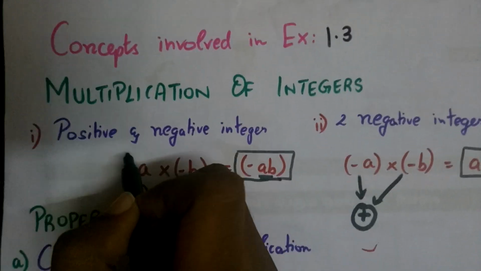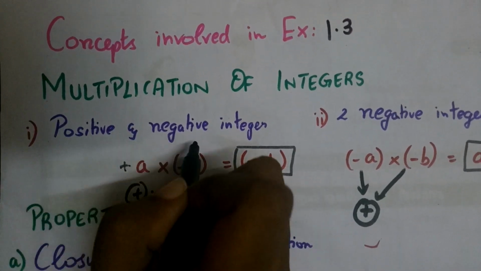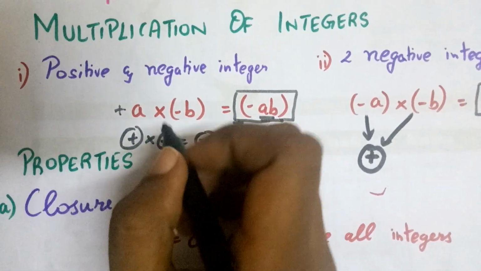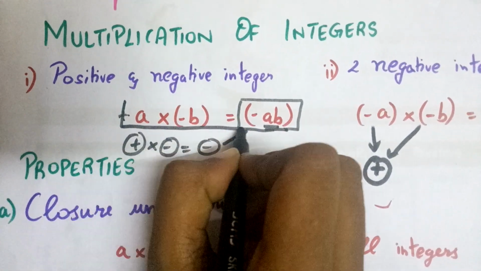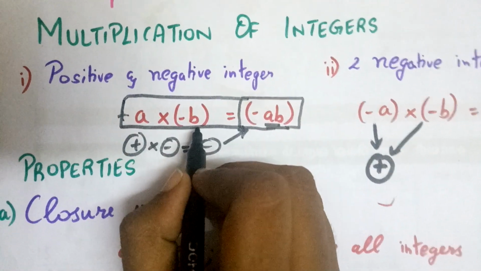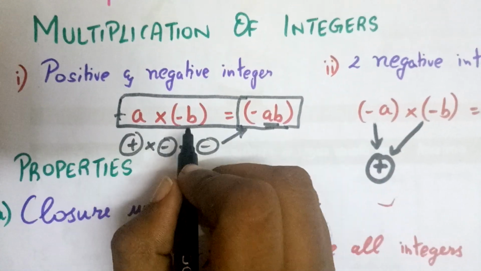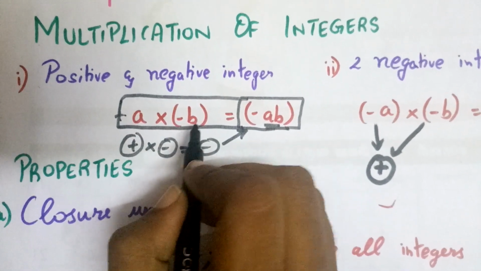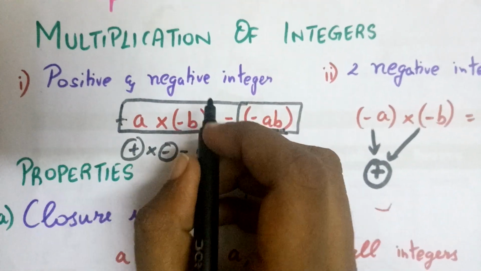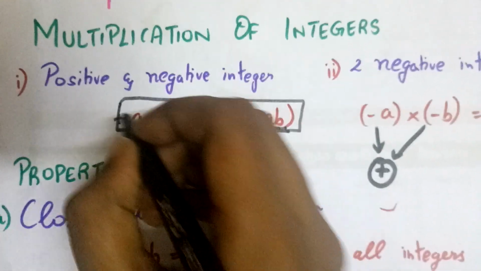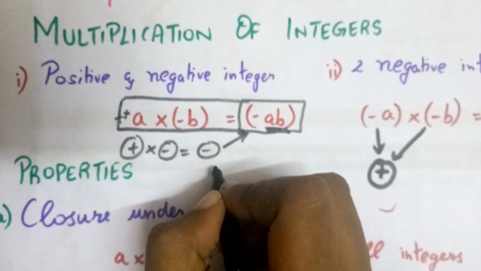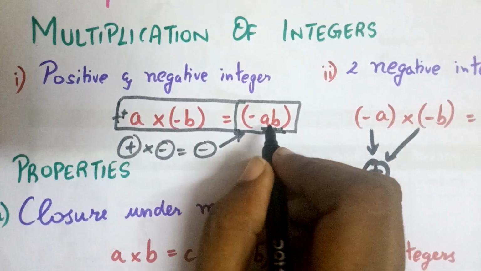The first concept, multiplication of a positive and negative integer. Here I have used variables for more understanding. So first is a into minus b. You have to consider these integers as whole numbers first and then multiply. So a into b should be first multiplied and it gives you ab. And then the signs. Here there's only one negative sign and there's a positive sign over here. So positive into negative gives you negative. So the product is minus ab.